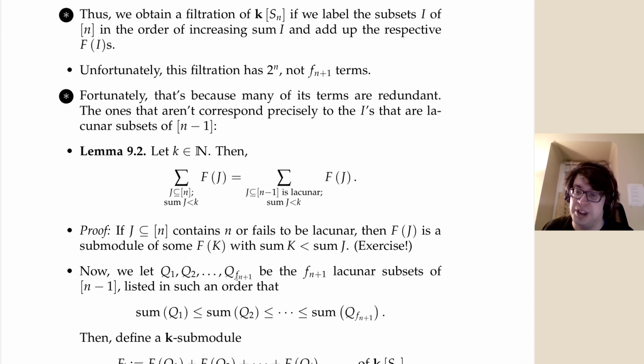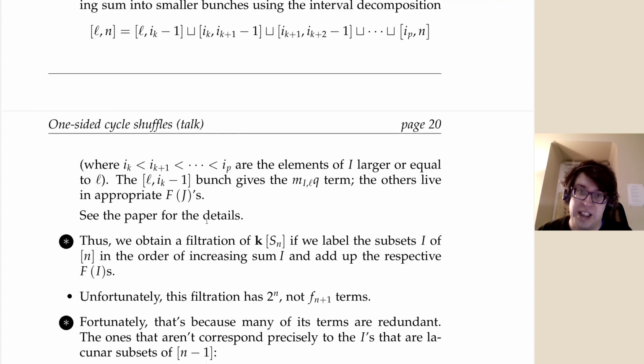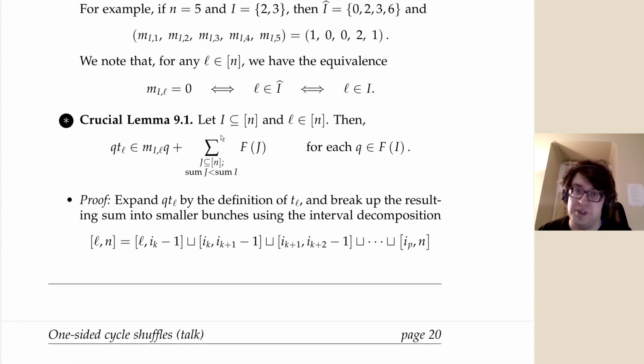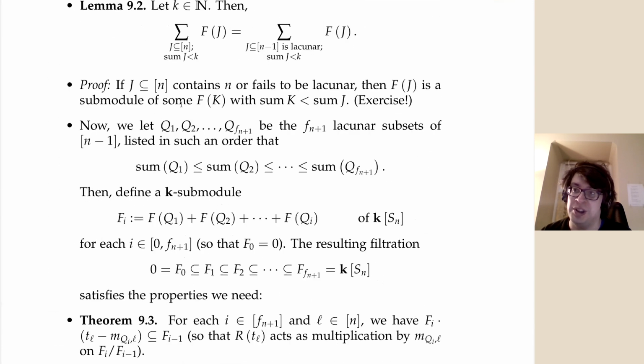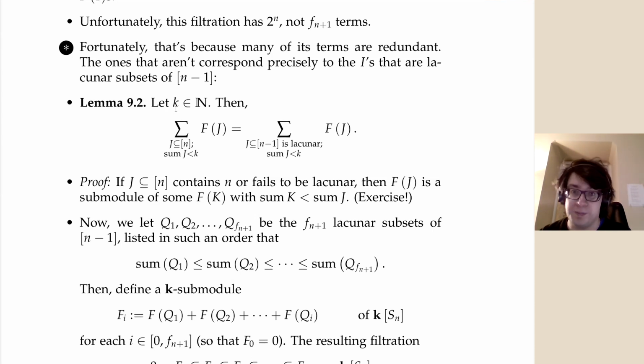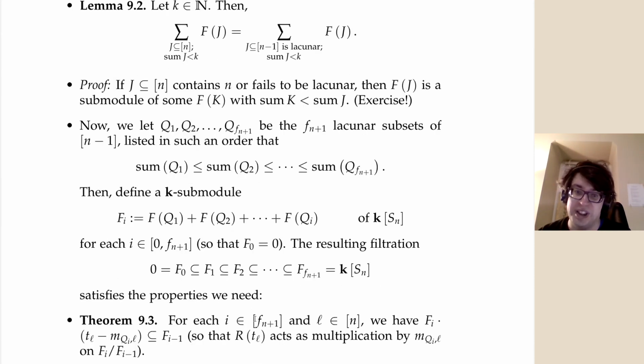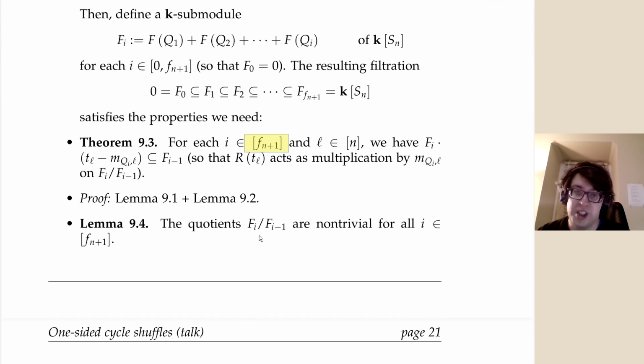Okay, there is more notation coming up here that I probably should not explain, but basically every f of I, where I is either not lacunar or not a subset of n-1, so it contains n, every such f of I is actually contained in the sum of smaller f of j's. So the corresponding subquotient of the filtration will just be 0. You will have two parts of the filtration where the filtration doesn't change. And so you can shorten the filtration. And then you're left with only the lacunar subsets. So the length of the filtration becomes a Fibonacci number. And once you're there, the quotients actually become non-trivial, so you cannot shorten it further.